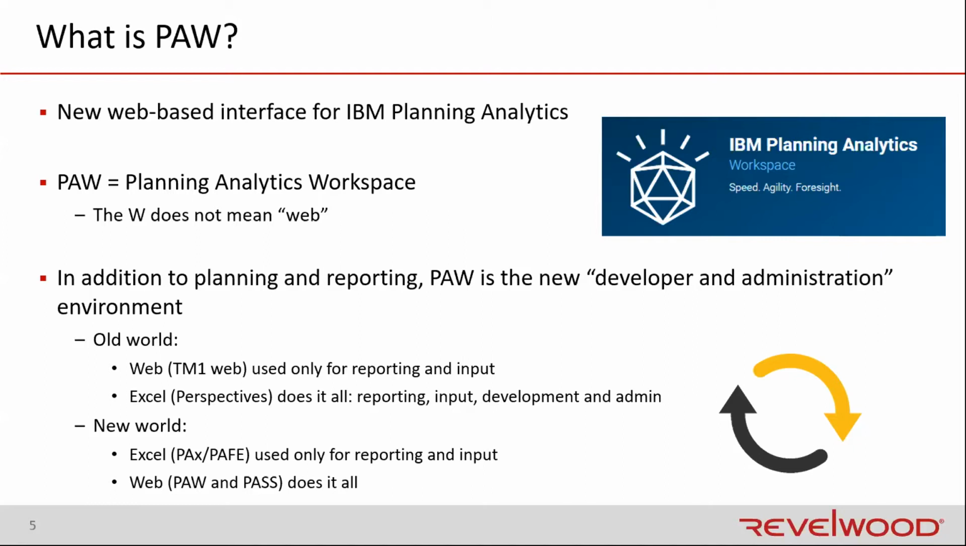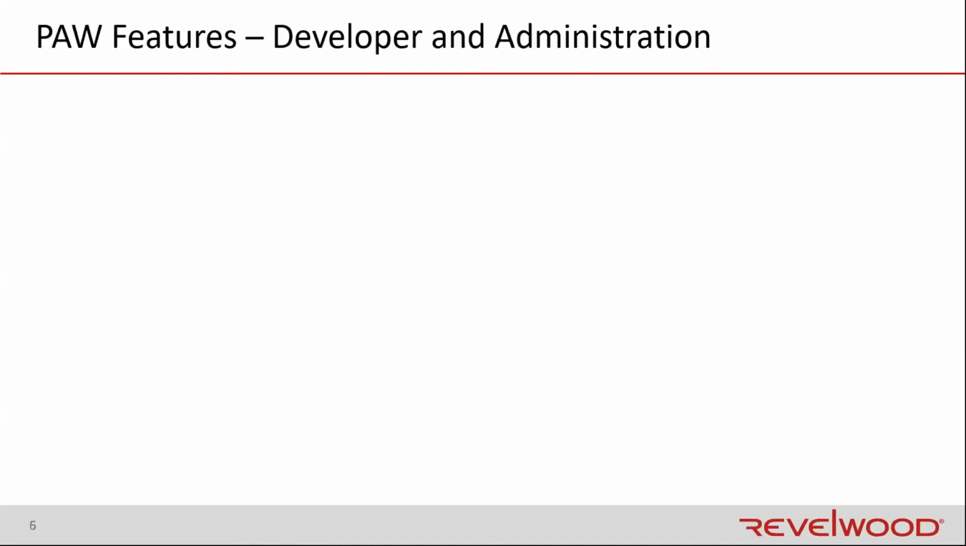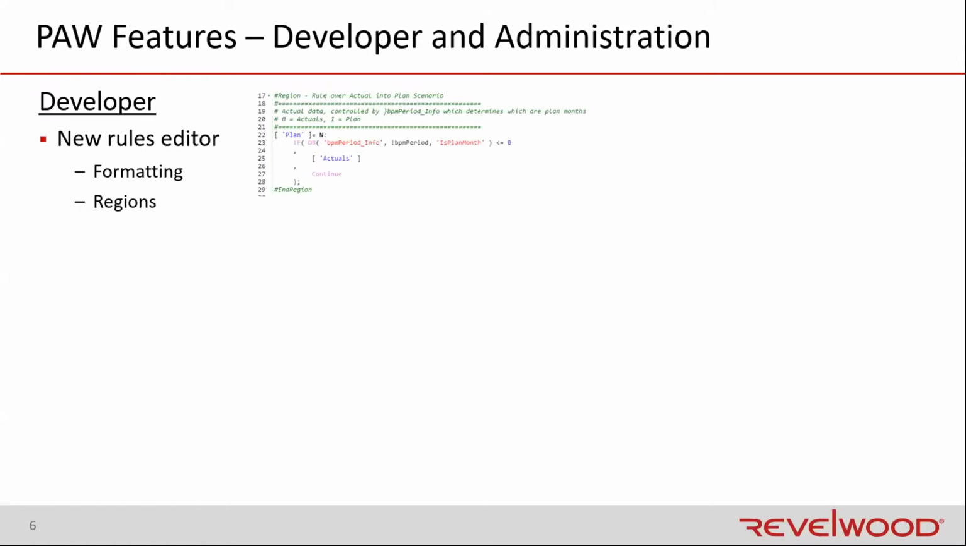Excel is going to be your main end user functionality where you're using it for reporting and input. The web takes all of those and still does all the same pieces, but now it also serves as your development and admin. So what does that mean? Some of the features associated with developer and admin. On the developer side, in the new PA environment, there's a brand new rules editor.